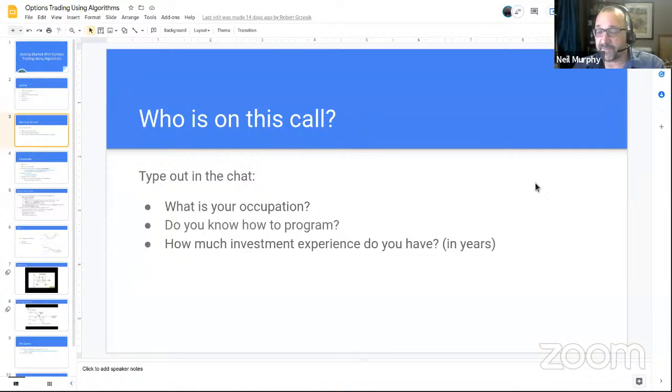So yeah, if you wouldn't mind just popping in the chat on Zoom, just give us a quick idea of who's on the call with us. That'd be great. Maybe Robert, you could go through your occupation and your programming and whatnot, and maybe by the time you're done, we'll have a couple people introduce themselves. Yeah, for sure.